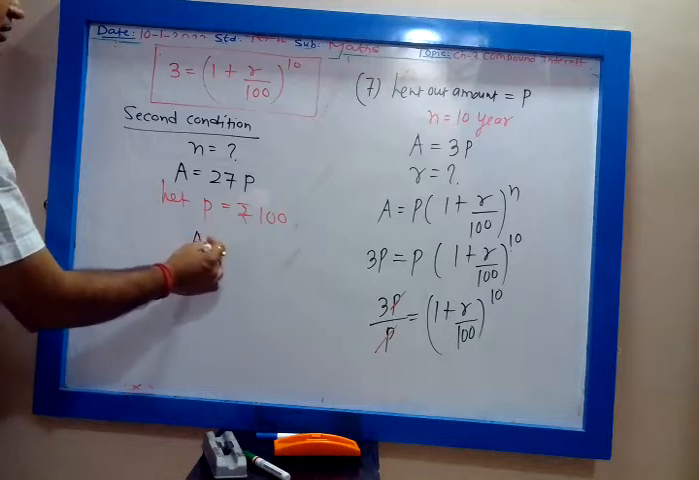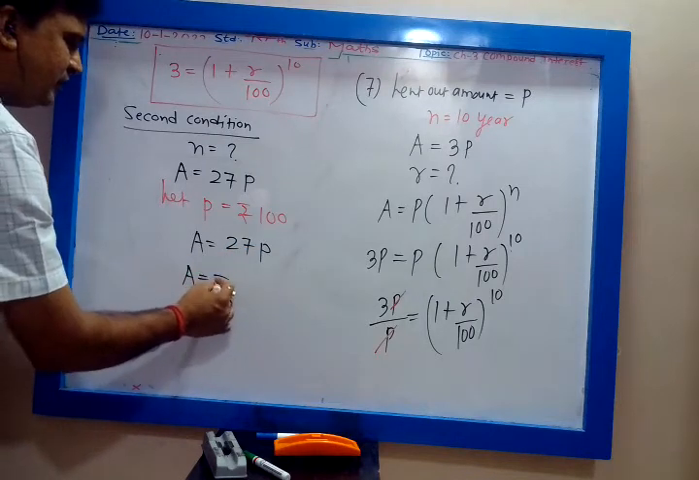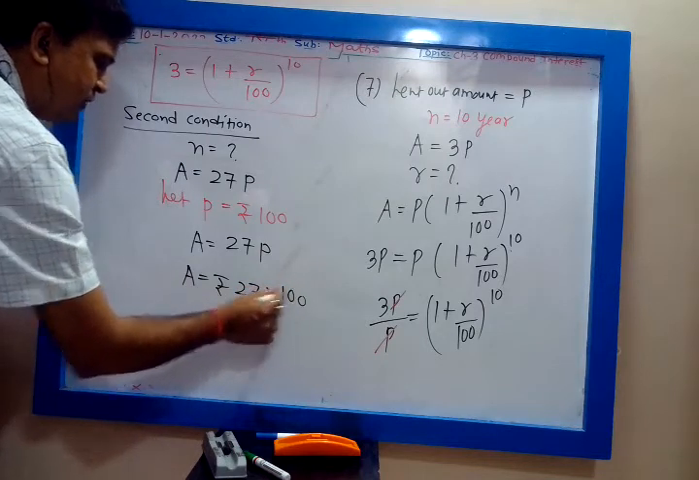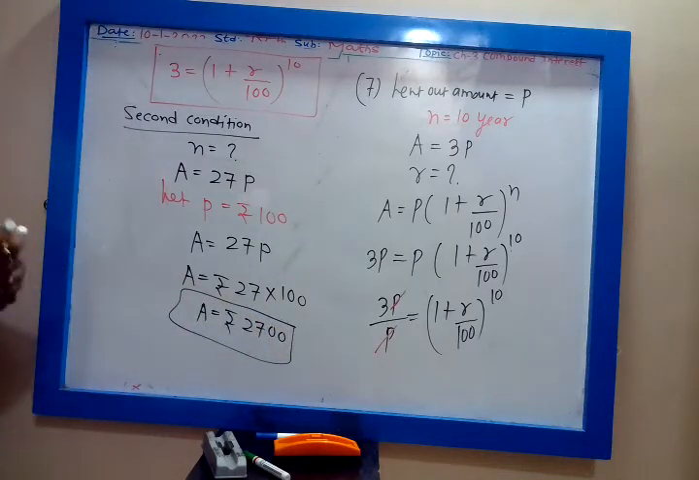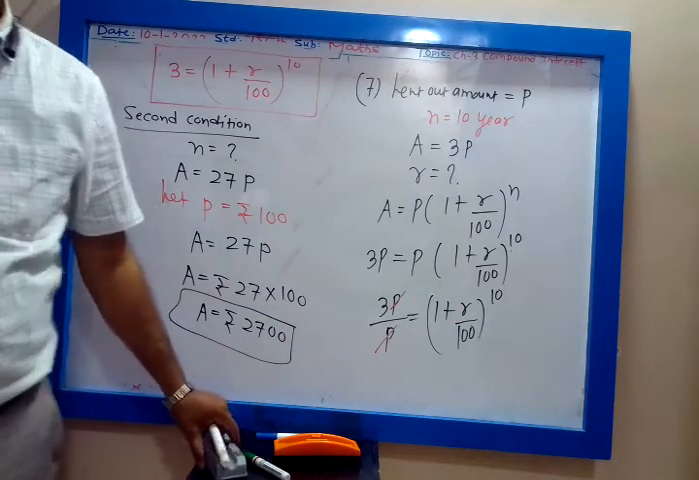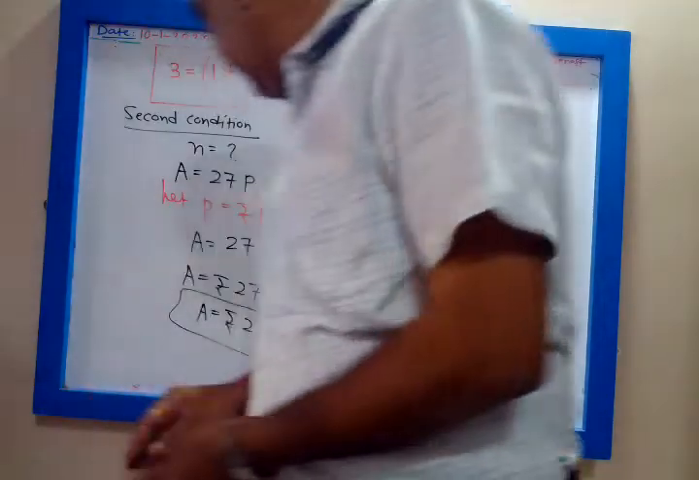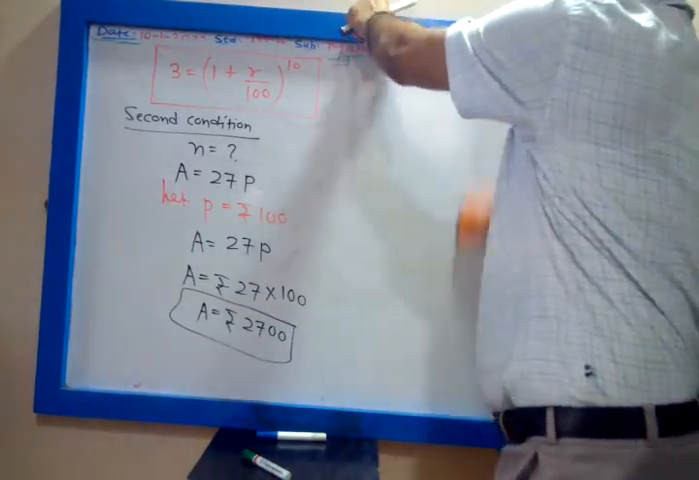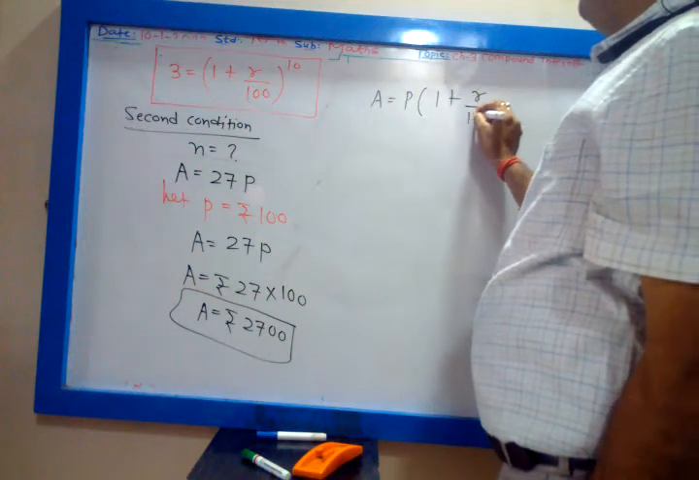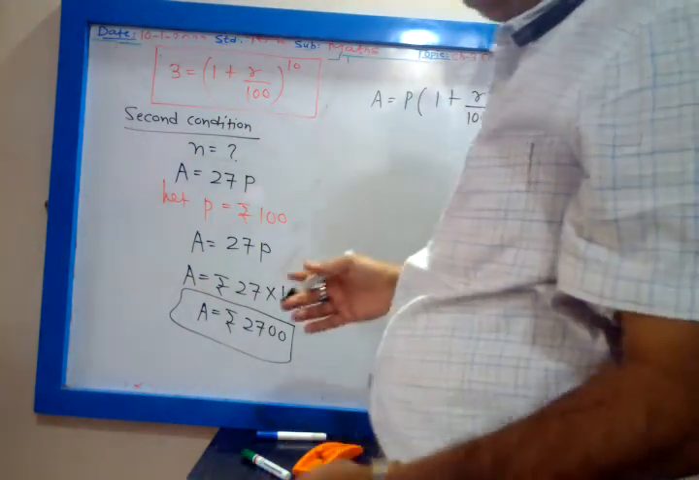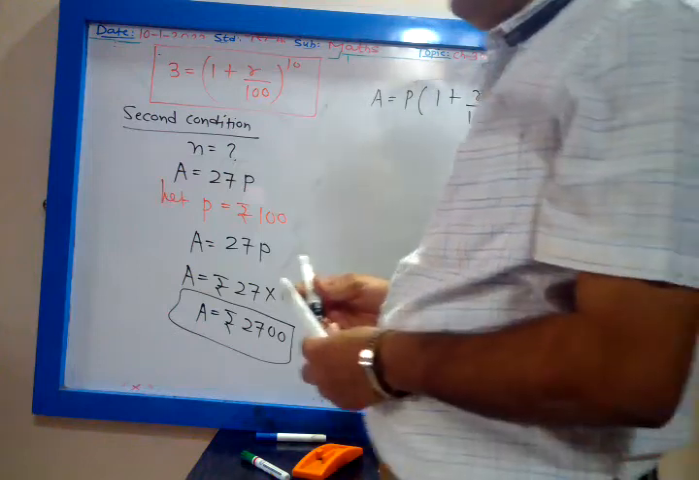So what will be my amount A? 27P, so with 100 rupees, A will be 27 into 100, 2,700. Now use the formula. In how many years? Rate of interest we consider R only. A is equal to P into 1 plus R upon 100 raised to N. Now how many years we don't know. A is given.